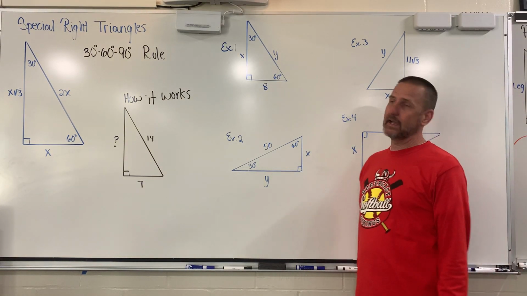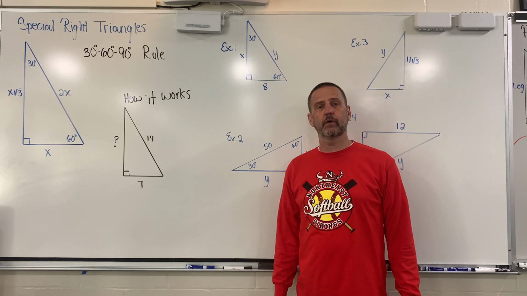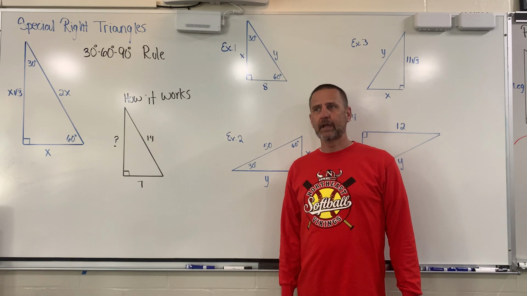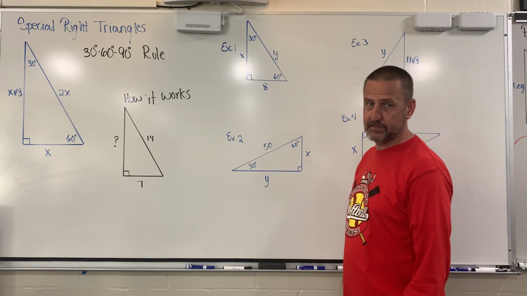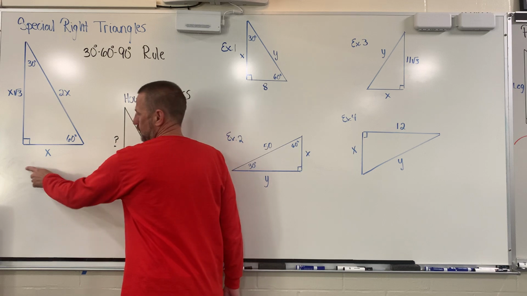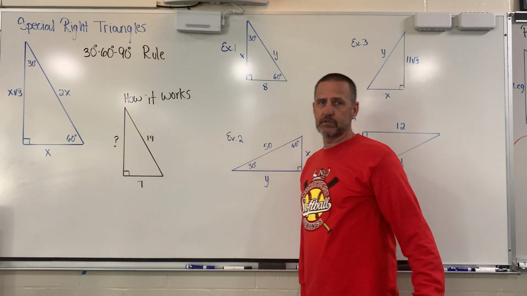Today we're going to be looking at the 30-60-90 rule, which is part 2 to our last video called the 45-45-90 rule. In this case, we're going to be looking at a triangle that has a 30-degree angle and a 60-degree angle. And we're going to look at how the short leg, the long leg, and the hypotenuse are all related to each other.